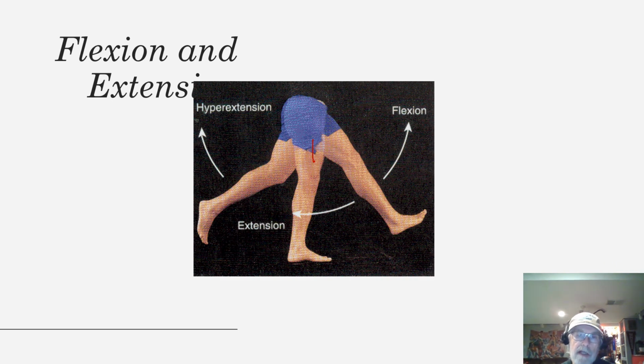This is looking at the hip. Okay, if I take my hip and bend my hip this way, it's flexion. If I take my hip and come back to neutral, it's extension. And if I go back beyond that, that's called hyperextension.